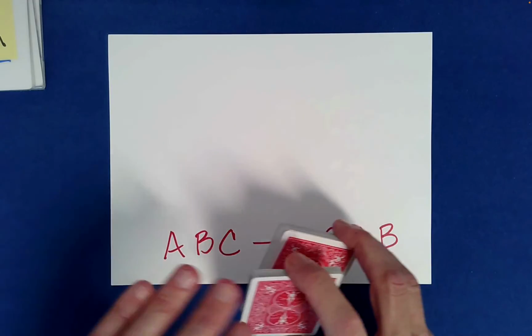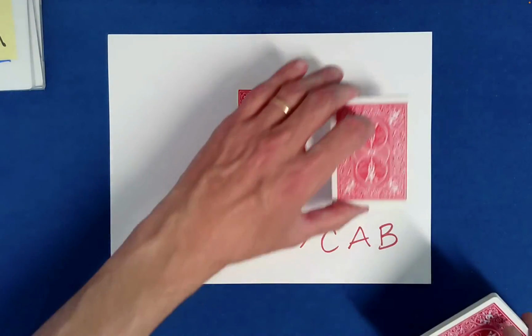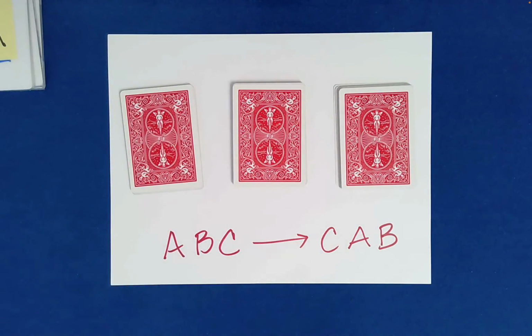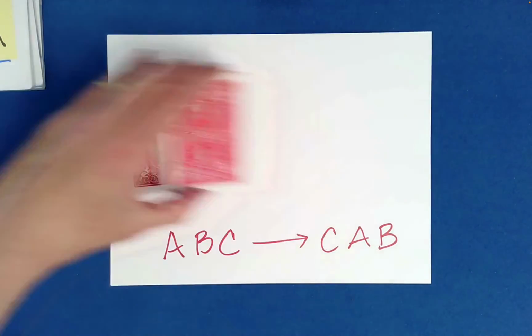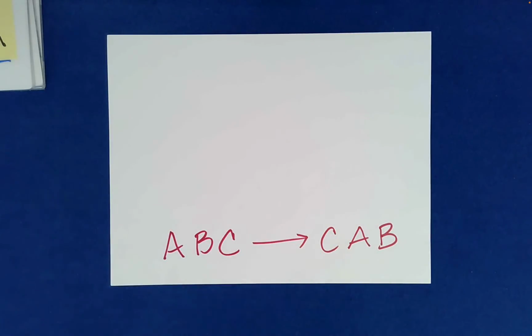So there are a lot of ways to get those cards down there. But if you just remember ABC and cab, you'll never go wrong.